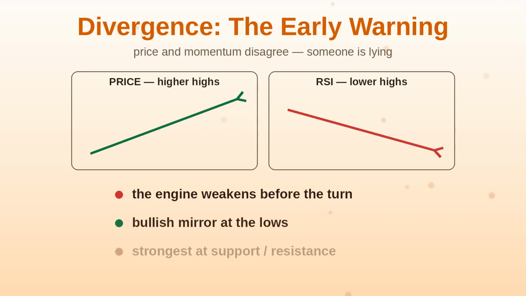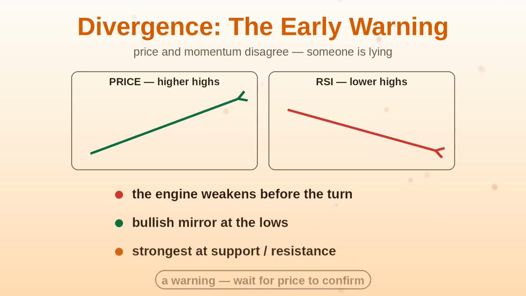Bullish divergence is the mirror. Price grinds to a new low, but momentum quietly rises. Divergence works best at major support or resistance, and it's an early warning, not an entry by itself. Wait for price to confirm.